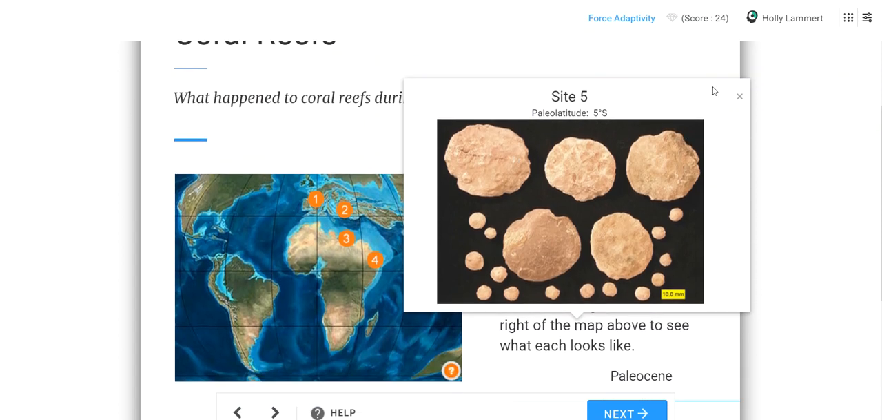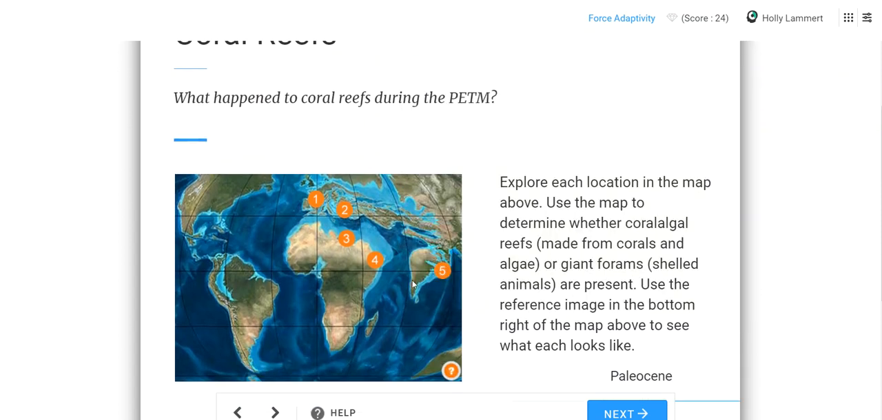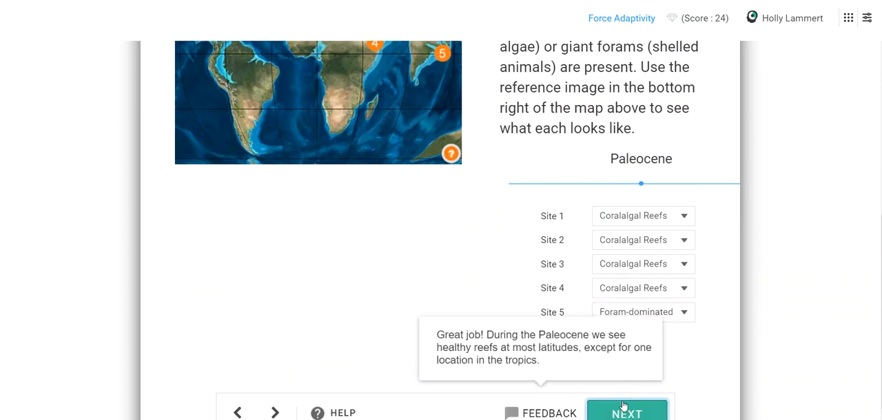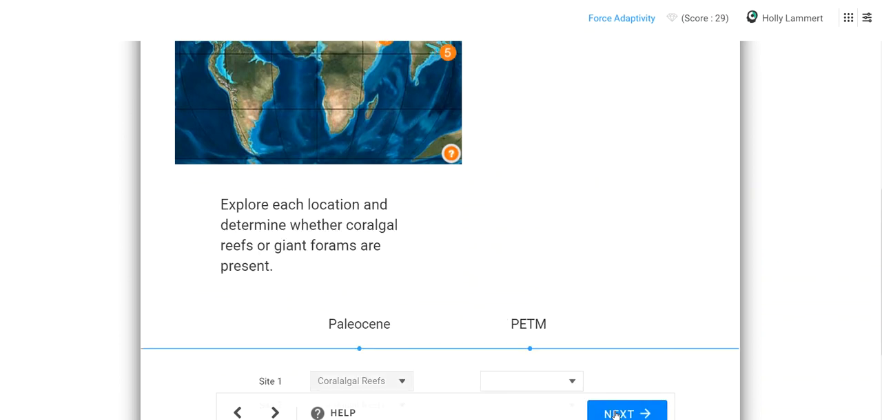And notice what's different about Site 5 as well? It's maybe a little further south, but there we got that foram dominated. Okay, so most Paleocene healthy reefs had coral algal reefs.